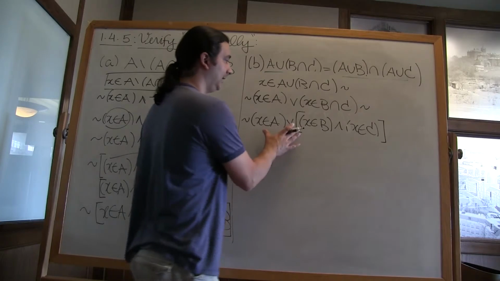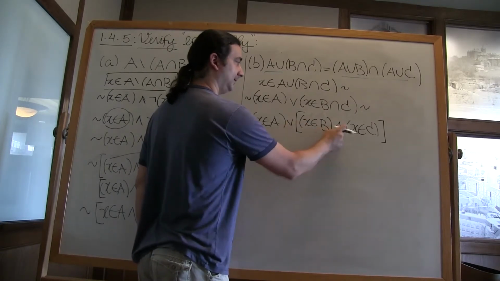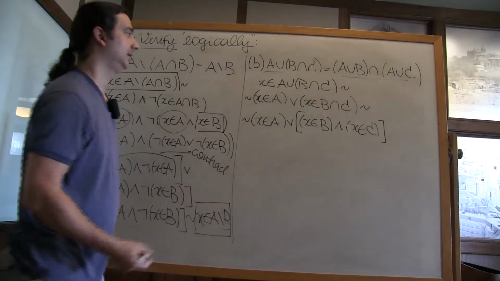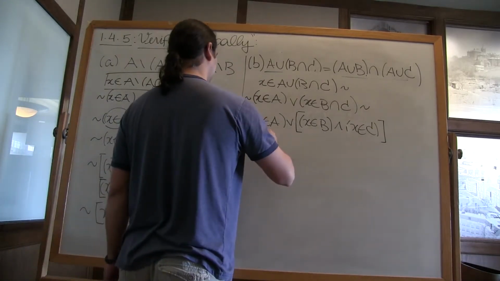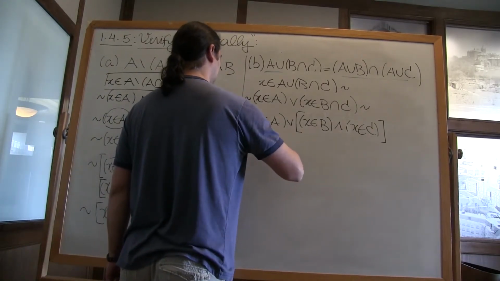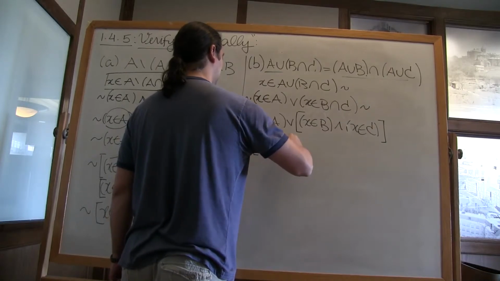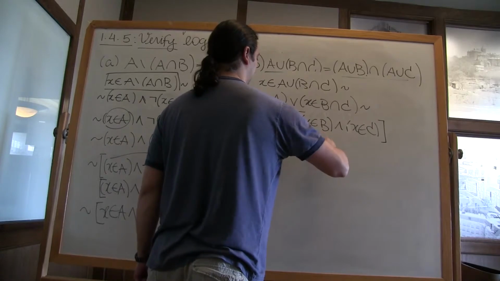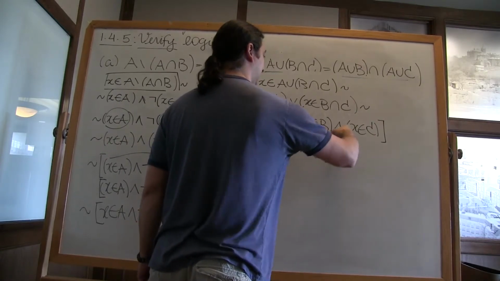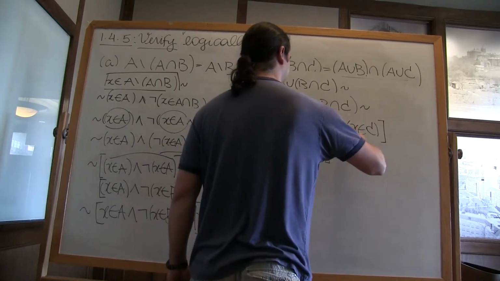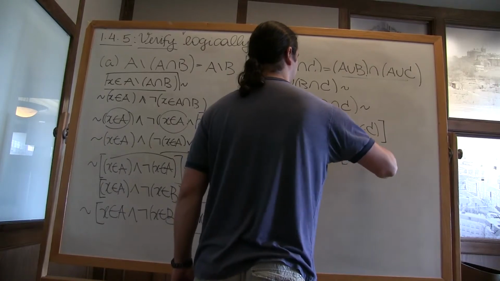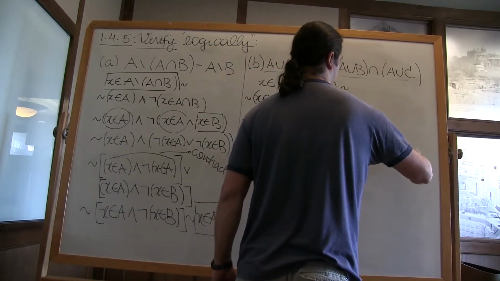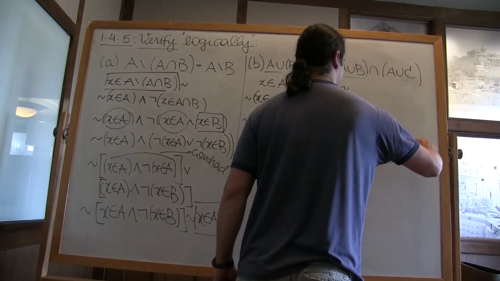And what can I do now? Well, I have different operations. I can use the distributive law, and this would give me x in A or x in B, and x in A or x in C.